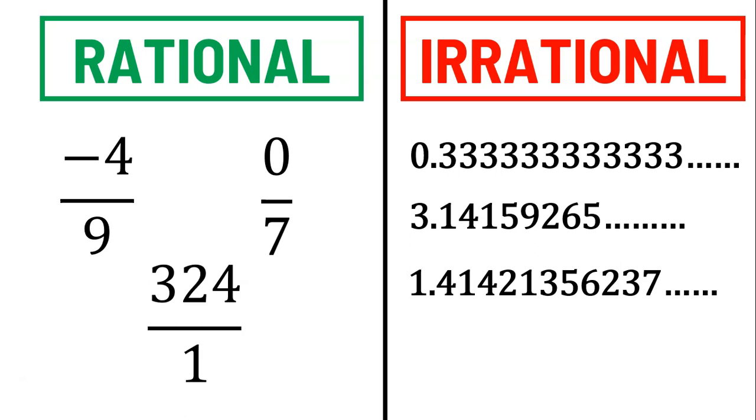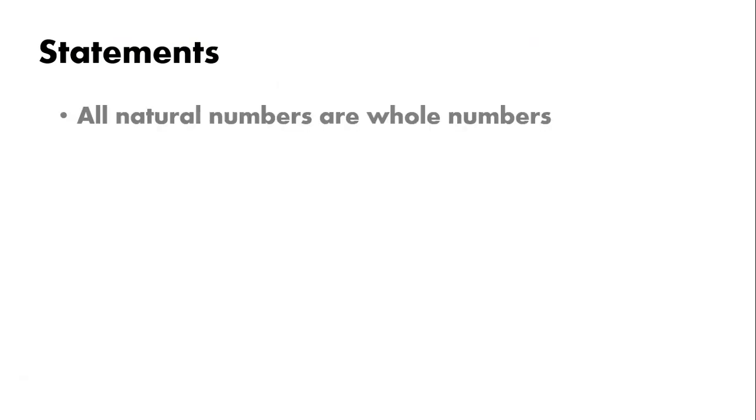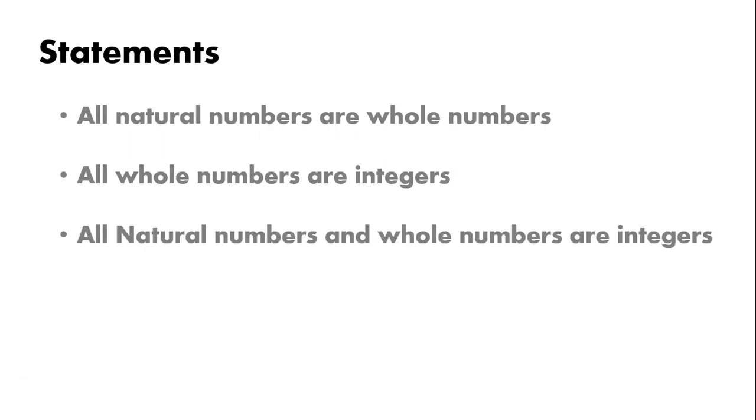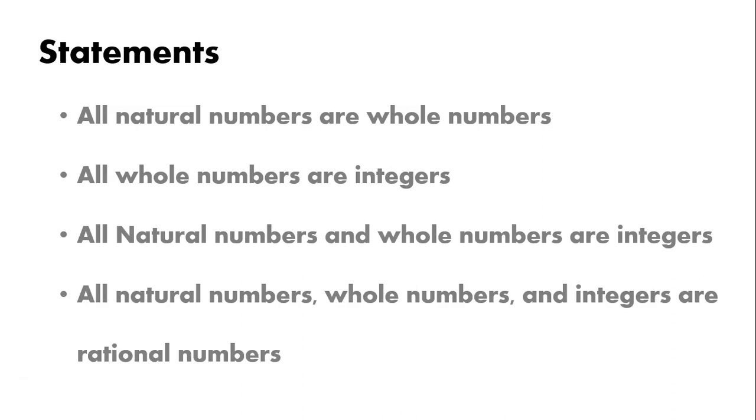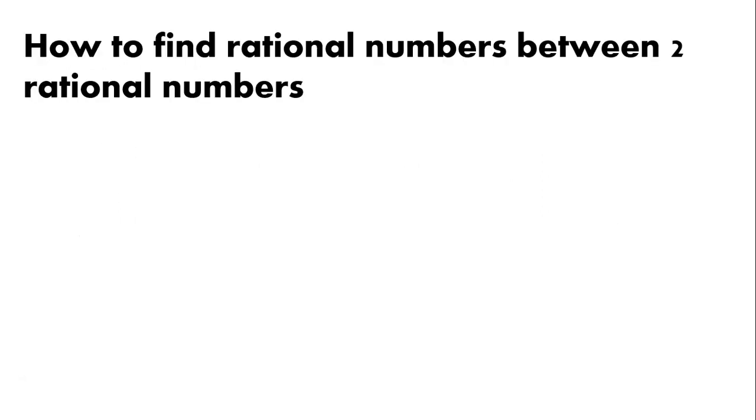These numbers are endless, they're non-terminating, and they can't be written in the form of p by q because they are irrational. So from this we can derive the following statements. All natural numbers are whole numbers, all whole numbers are integers, all natural and whole numbers are integers, and all natural, whole numbers and integers are rational numbers.